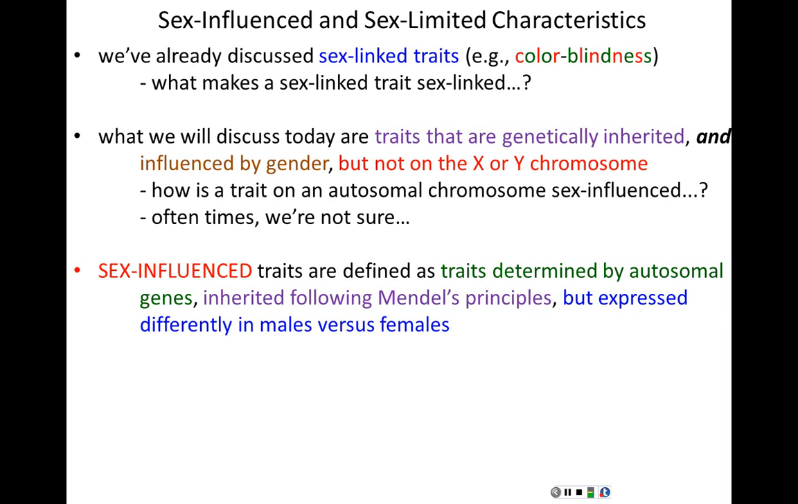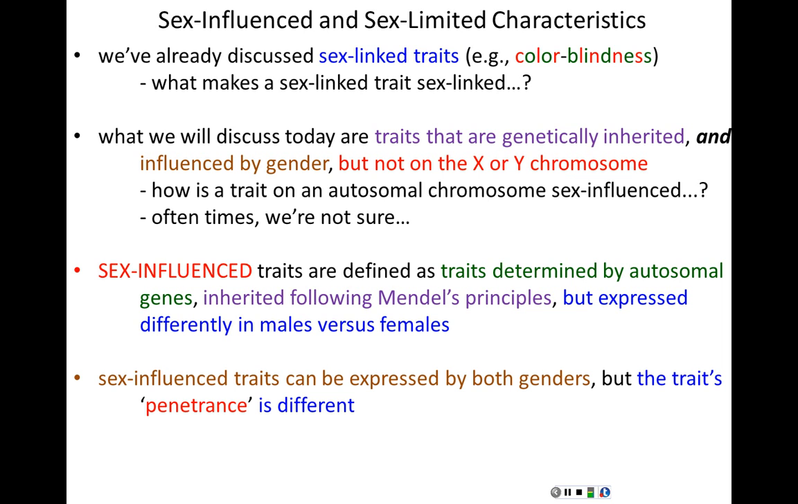Sex-influenced traits are defined as traits that are determined by autosomal genes, so they are not on the sex chromosomes, inherited following Mendel's principles, independent assortment, segregation, and all that, but for whatever reason expressed differently in males versus females of the species. Sex-influenced traits can be expressed by both genders. So you can see the traits expressed by both genders, but for one reason or another, the penetrance of the trait is different. In other words, the trait is more likely to be expressed in one gender over the other.